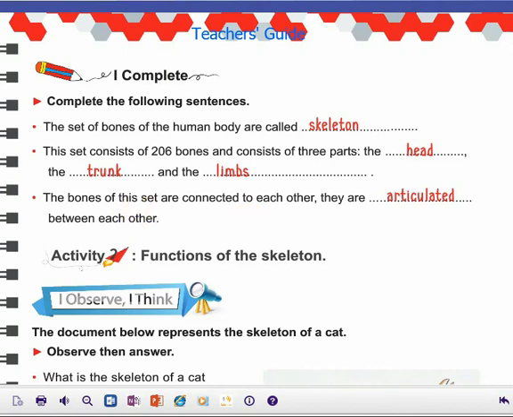Okay? Of course, the bones of the skeleton are connected to each other by flexible joints in order to allow us to move. Okay? Articulated means connected with flexible joints.